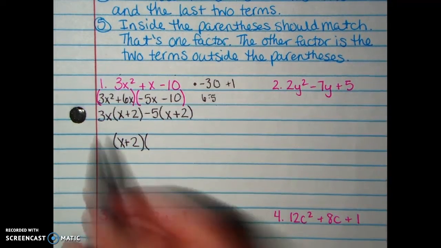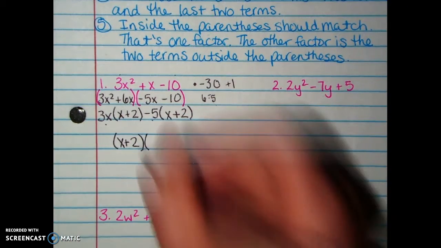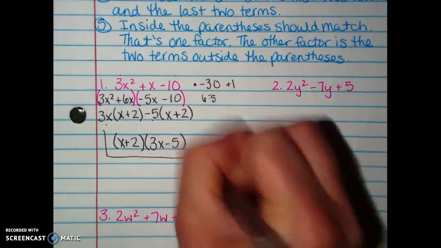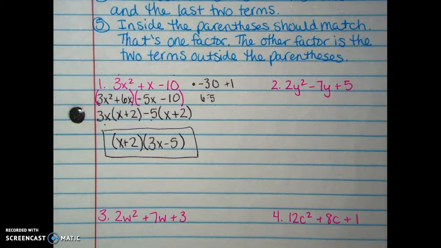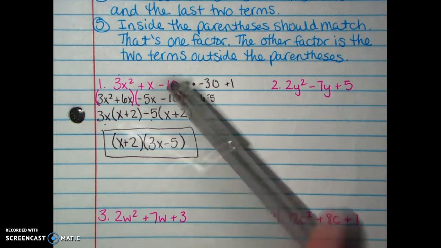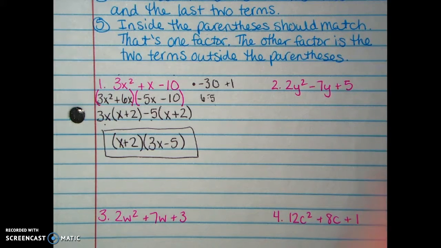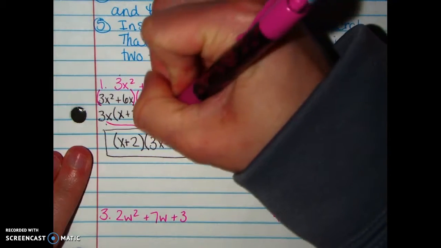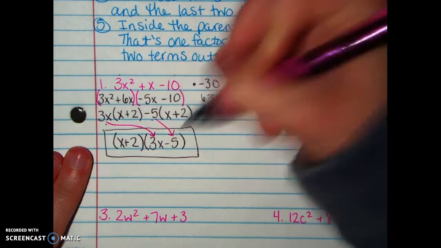The other one comes from 3x minus 5. And there's your answer. If you multiply it back out, you should wind up with that answer right there. And if you don't know where I got the 3x and the -5 from, those were the 2 GCFs that we took out.